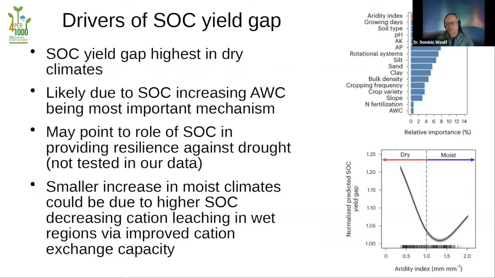Interestingly, there was also an uptick in the yield gap in moister regions, which can't be explained by greater water availability. And one of the mechanisms we think might be going on in the very wet areas is that soil organic carbon could provide protection against leaching out nutrients, because it can increase the cation exchange capacity of these soils and retain nutrients better in the soil.